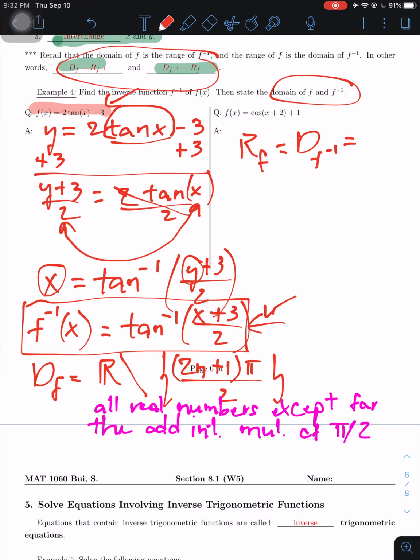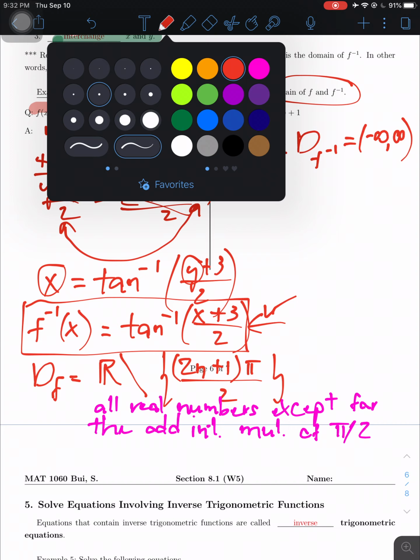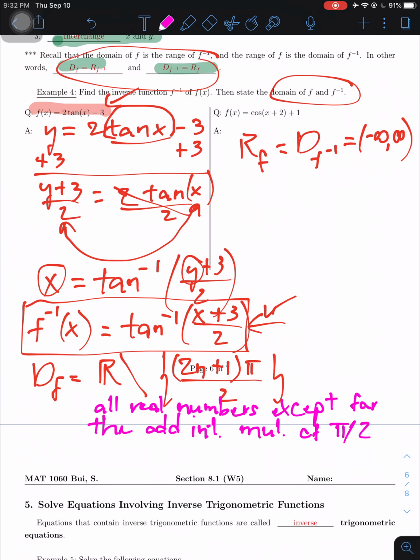If you remember, the range of tangent covers everything on the y-axis, right? So it means that we're going to have from negative infinity all the way to infinity. Another way to write this is to say all real numbers. Either way, either the red work or the pink work in here, I'm going to accept them both, okay? And this is your part in here.